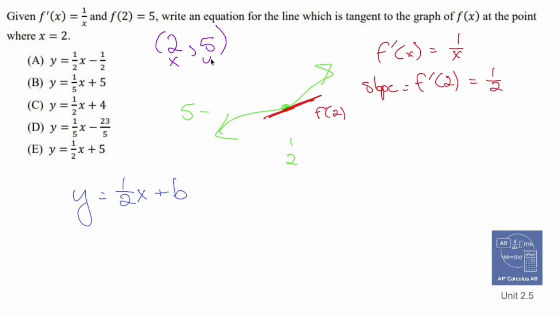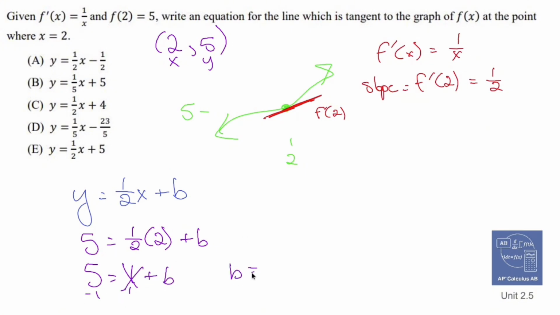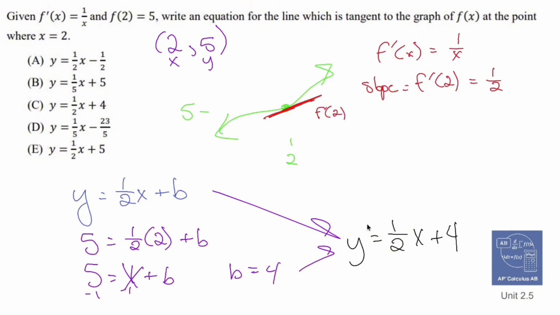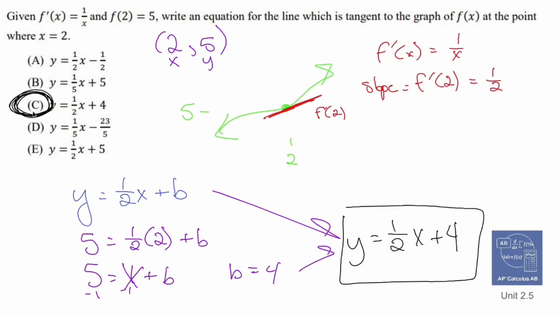2 is an x, 5 is a y. So 5 equals 1/2 times 2 plus b. 5 equals half of 2 is 1 plus b, subtract 1, and b is going to equal 4. So putting this all together, using the information that we have, y equals 1/2 x plus 4 is going to be my equation. That is the equation of the tangent line at the point x equals 2. And that's going to be C.